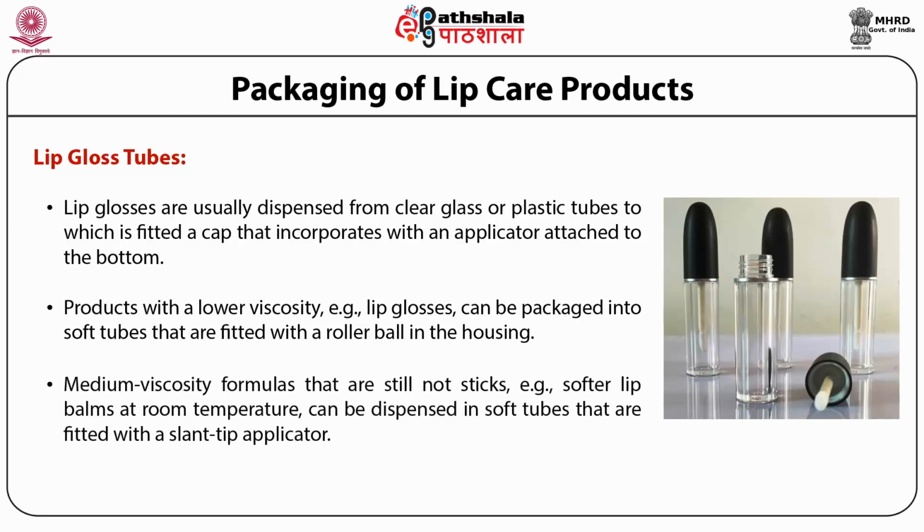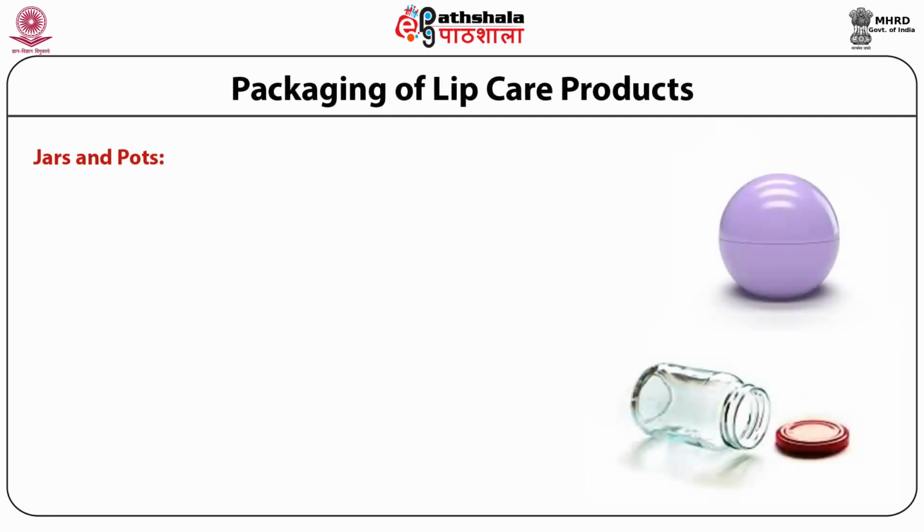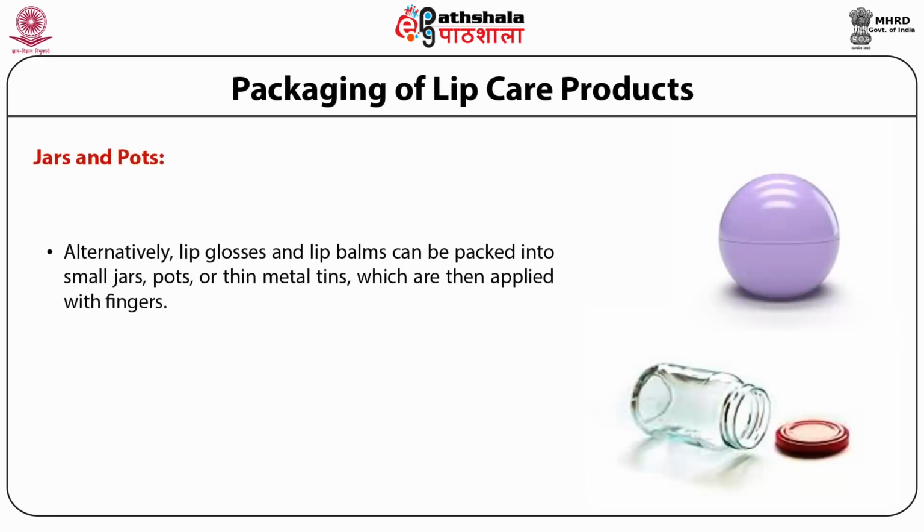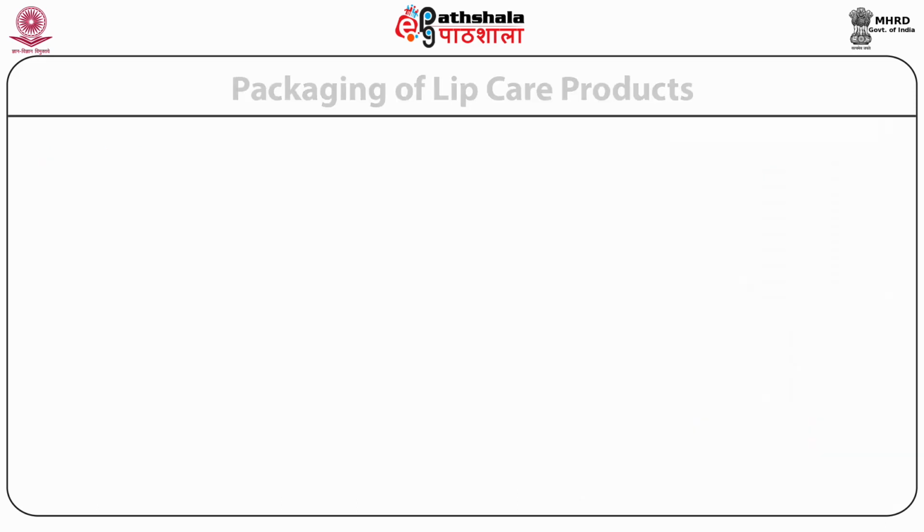Medium viscosity formulas that are still not sticks, that is the softer balms at room temperature, can be dispensed in soft tubes that are fitted with a slant tip applicator. Jars and pots. Alternatively, lip glosses and lip balms can be packed into small jars, pots or thin metal tins which are then applied to the lips with the help of our fingers.